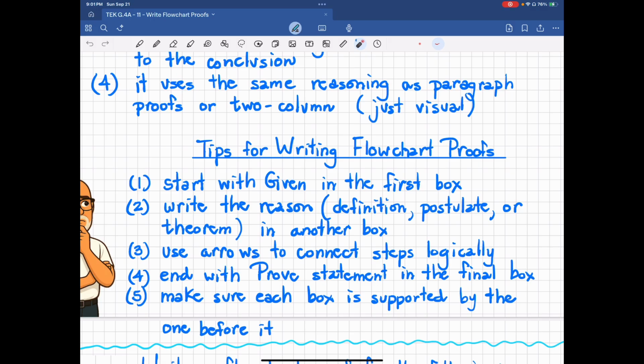We use arrows to connect the steps logically, and our final statement is going to be our prove statement from the initial pieces of information that we're given. We want to make sure that each box is supported by the one before it, so that it leads logically from one thought to the next, to the next, to the next. We also want to make sure that the reasons are supporting the statements that are in the boxes.